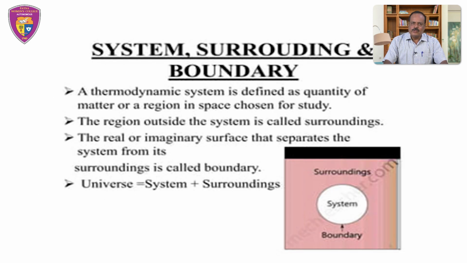Now come to various terms which we use in thermodynamics. First, system: a part of the universe chosen for our observations. If I work on the blackboard, it is my system. If you work on your copy, this is your system. Surrounding: all parts of the universe except the system is called the surrounding. So system and surrounding combined form the universe.